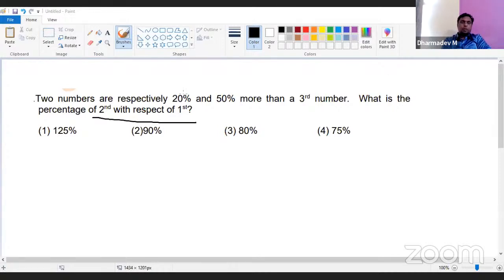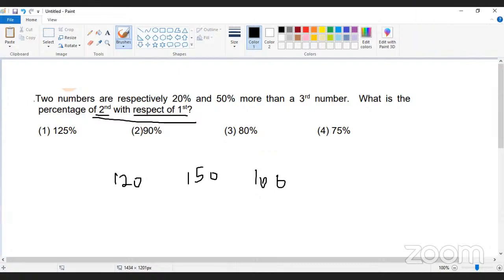Okay, so two numbers are respectively 20% and 50% more than the third one. That means this is 120, this is 150, and the third one is 100. Okay, 20%, 50% more. What is the percentage of the second with respect to the first? Is it more or less?